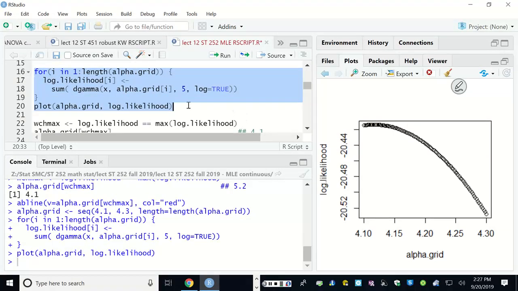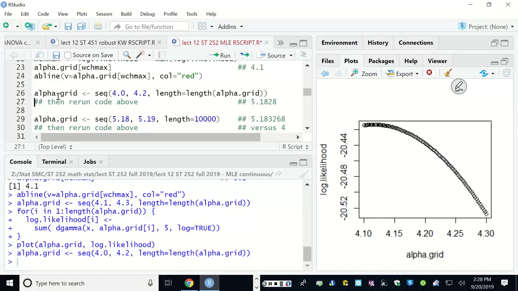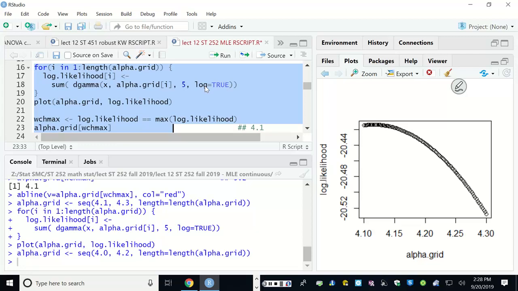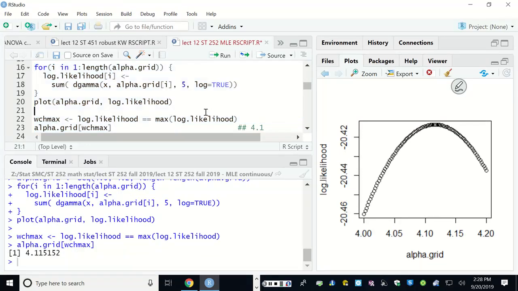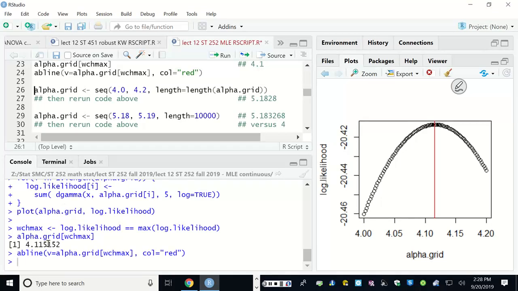Oop, it's pretty close to 4.1. I better adjust my grid a little bit. Let's do 4.0 to 4.2. And then rerun all that and do a plot and then the maximum. The new maximum occurs at 4.11, 5125. I should correct that, 4.115152. So that gives me more decimal places as to where that is.